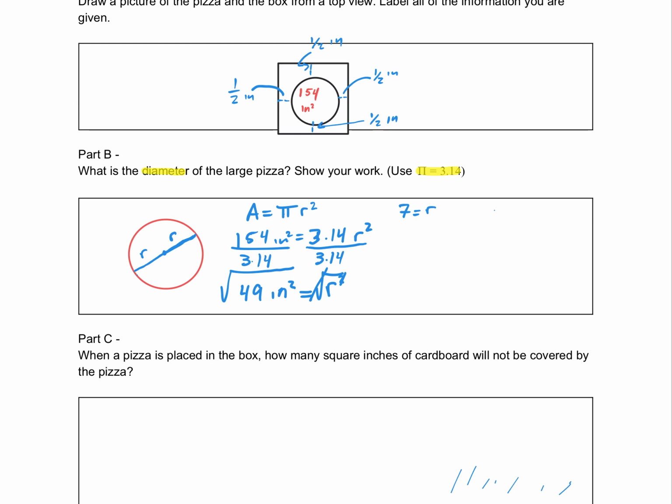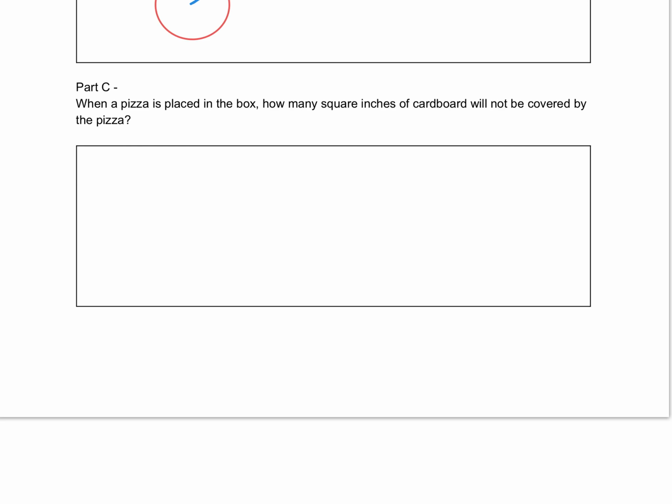Okay, now the diameter is equal to 2 times the radius. So our diameter is going to be approximately 2 times 7, which will give you 14 inches. That is the length of the pizza. Okay. Part C tells you, when a pizza is placed in the box, how many square inches of the cardboard will not be covered by the pizza? Now, to be able to do that, we need to figure out the area of the box.